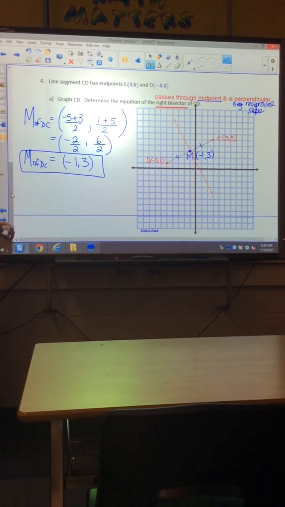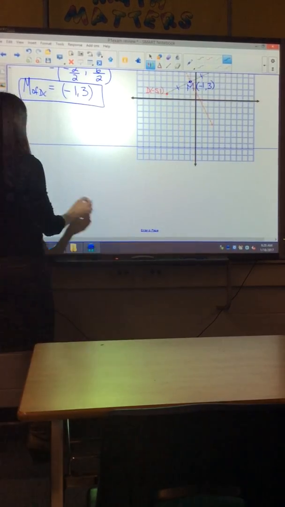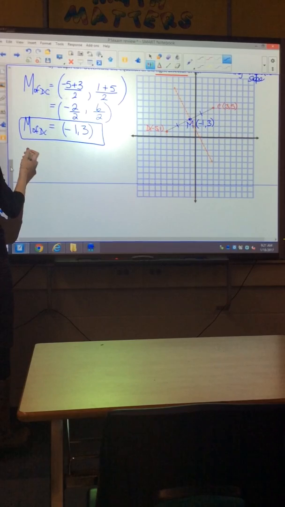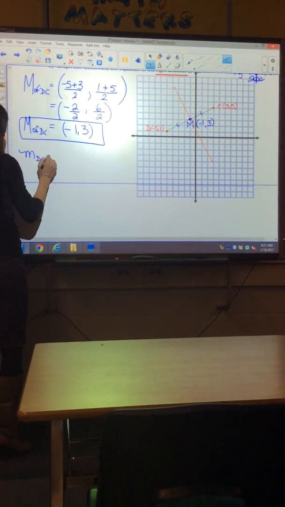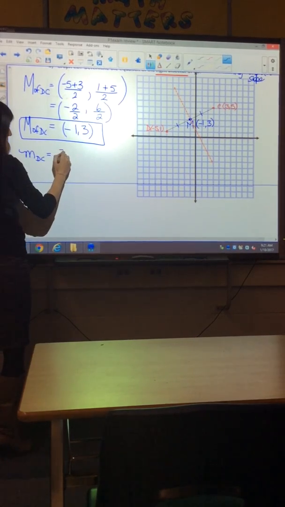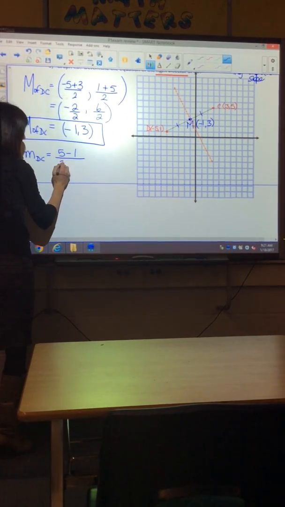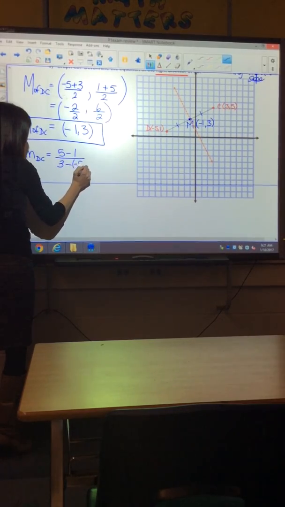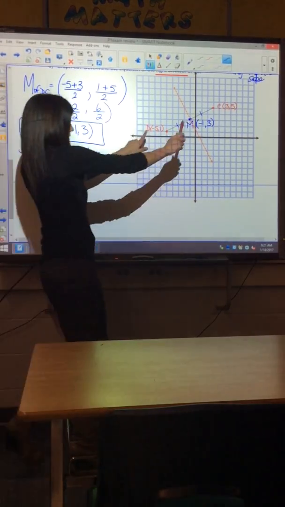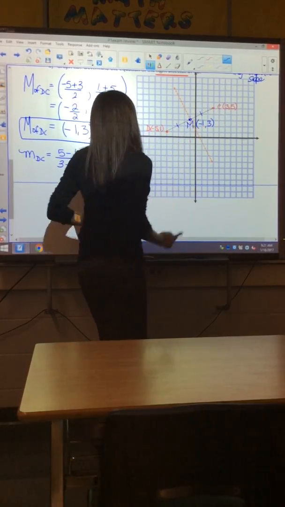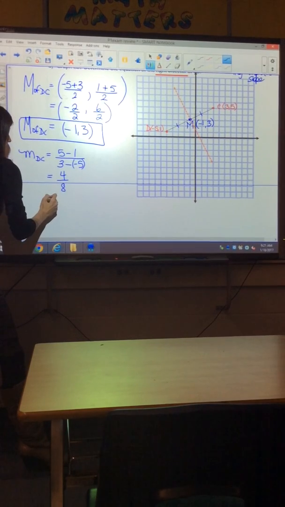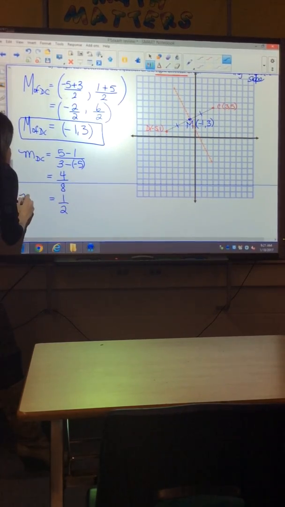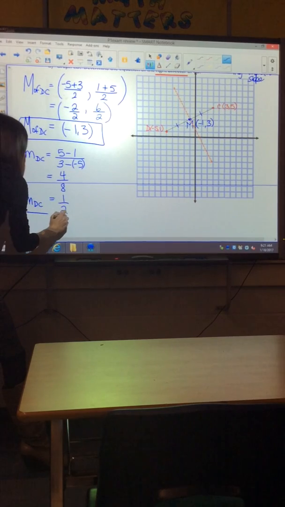Once I have the midpoint, I have to figure out the slope, because I want to use the slope's negative reciprocal. So the original line segment was DC or CD. Let's find the slope of those two. y2 minus y1 over x2 minus x1. These are the y values. These are the x values. I'm subtracting them in the formula. 4/8 reduces to 1/2.